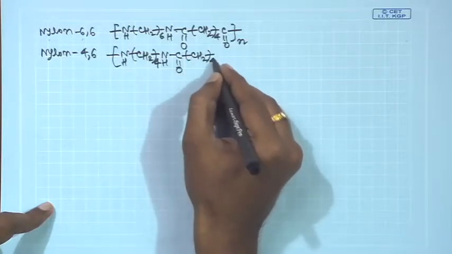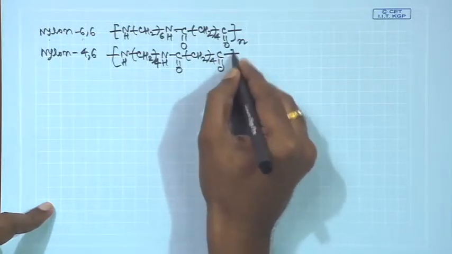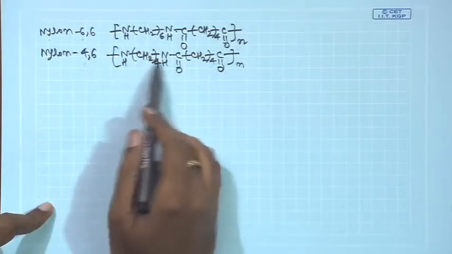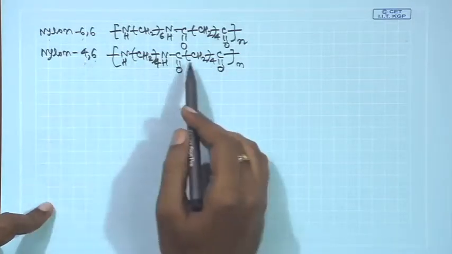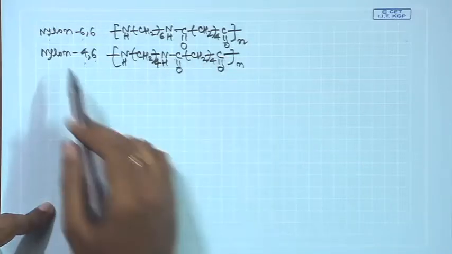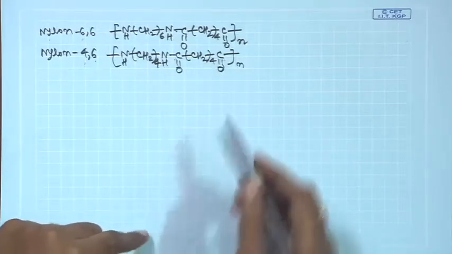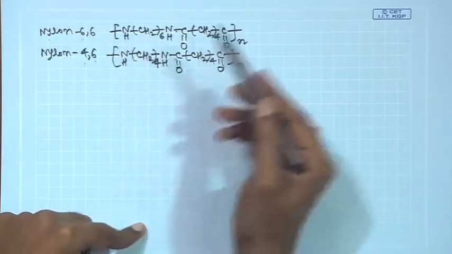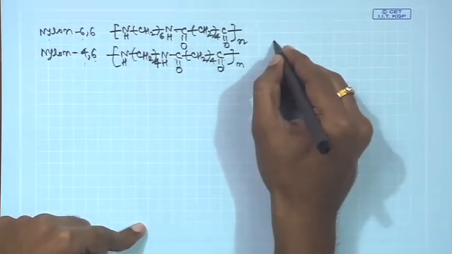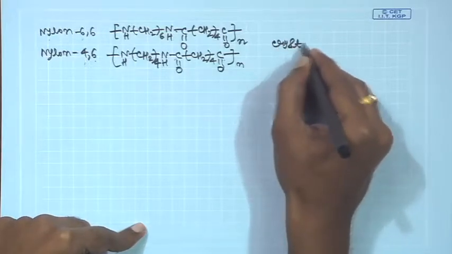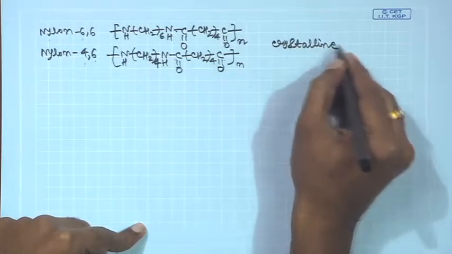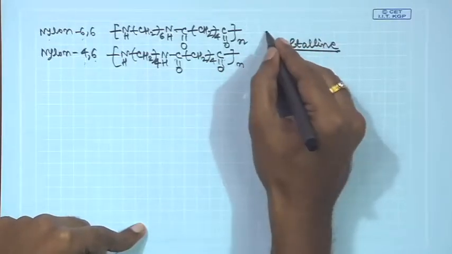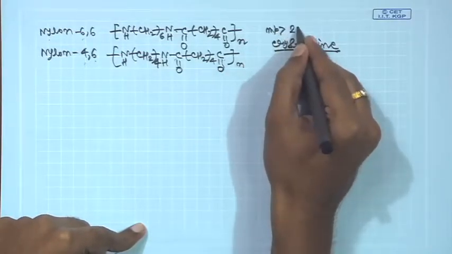So, this is nylon 4,6. The first number indicates the number of carbon atoms in the amine, and the second number indicates the number of carbon atoms in the acid. Now, if you have to compare between these two, both of them are quite crystalline in nature. Typically nylons have crystallinity, and they typically have a melting point higher than 200 degrees Celsius.